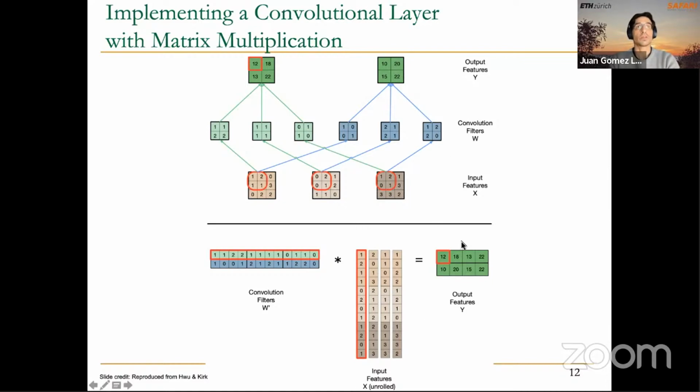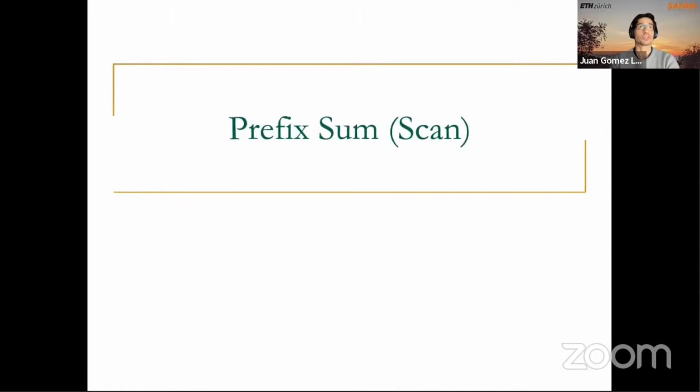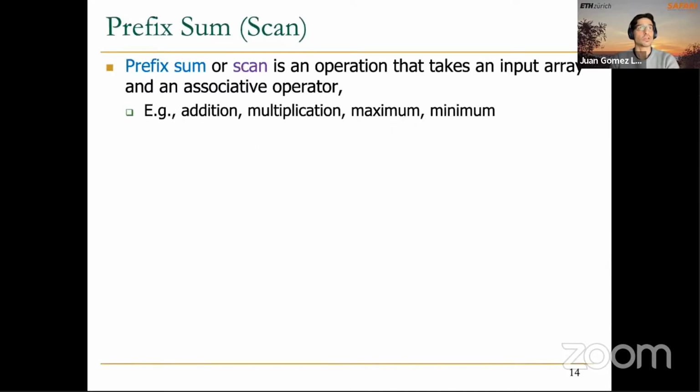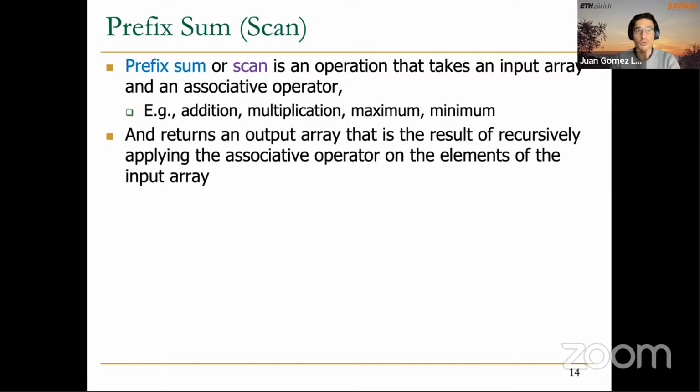If not, I think we can continue with the parallel pattern that we are going to cover today, the prefix sum or scan operation. So let's start with the definition. A prefix sum or scan operation is an operation that takes an input array and an associative operator, same as we have seen in the reduction. Examples of associative operators are addition, multiplication, minimum, and maximum.